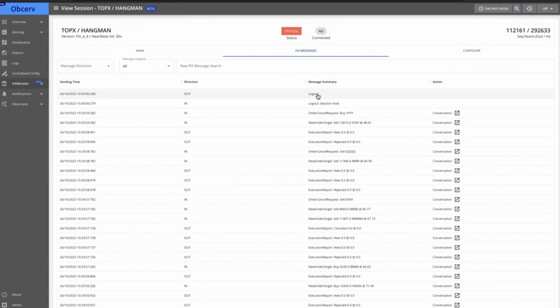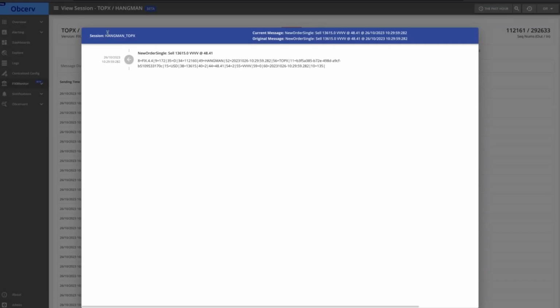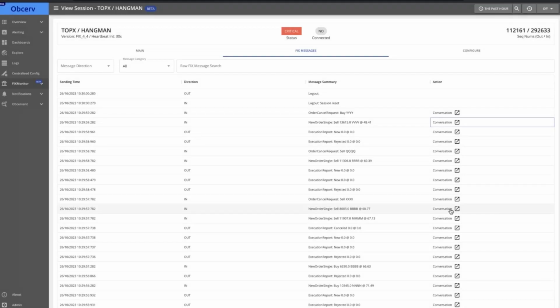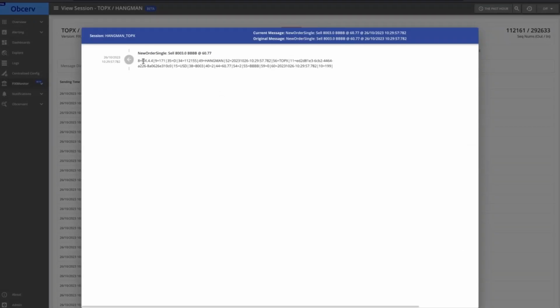message specifically. And you can see here, I've got when they logged in, when they logged out, if there's a session reset, whether there's cancellations, what's happening. And if I want, I can drill down and pick one, and I can see the details of this FIX message directly. And I can see all of the conversations.